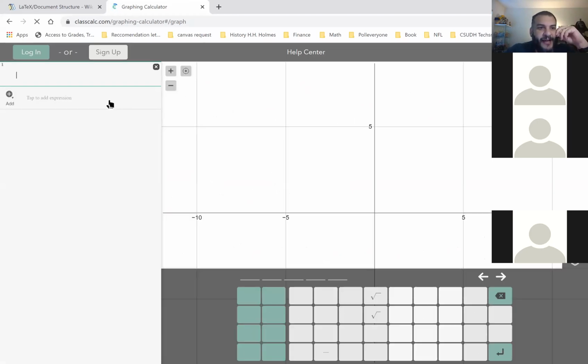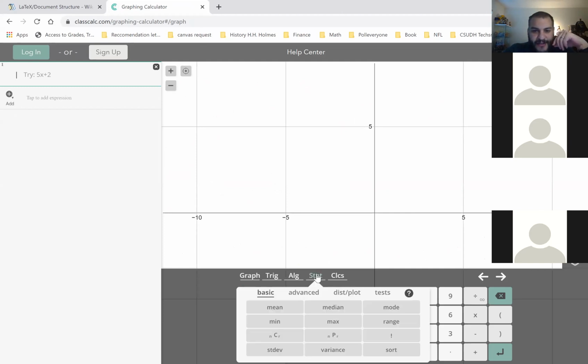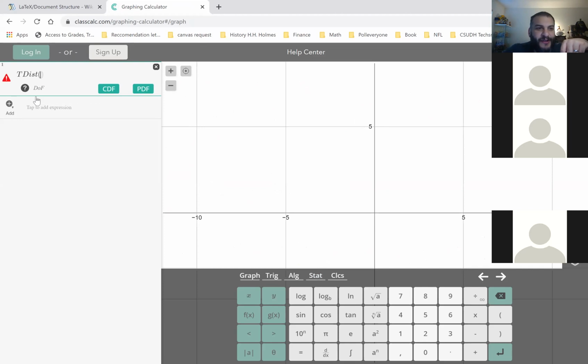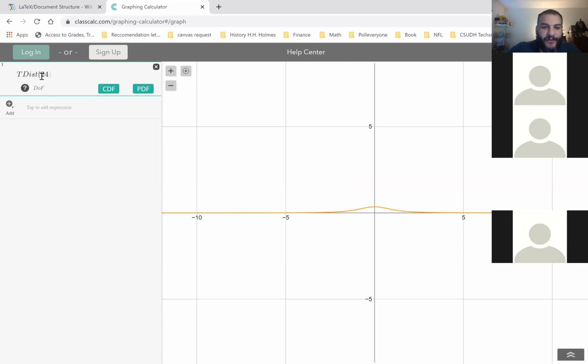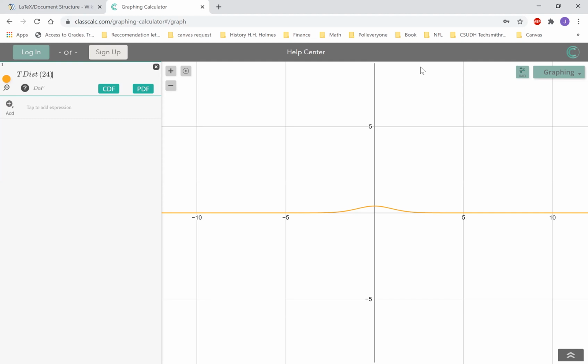All right, so here you go, ClassCalc. What you want to do in ClassCalc is go to stats, go to distribution, and we're going to go right here where it says T distribution. Where it says T distribution, you're going to see degree of freedom. Well, degree of freedom is 24, so we put 24. But the thing is, we don't want to find the probability. We want to find the T value that corresponds to the alpha divided by 2.